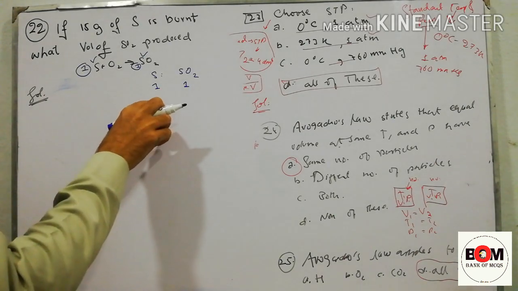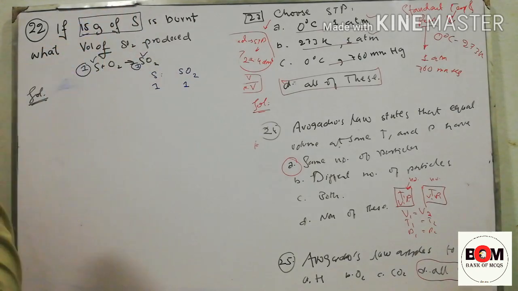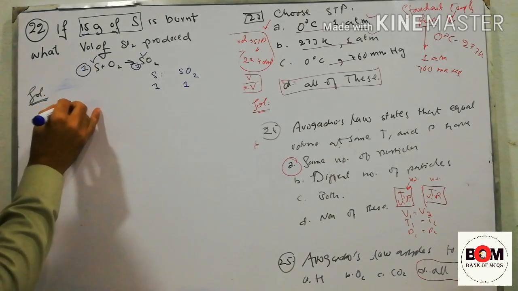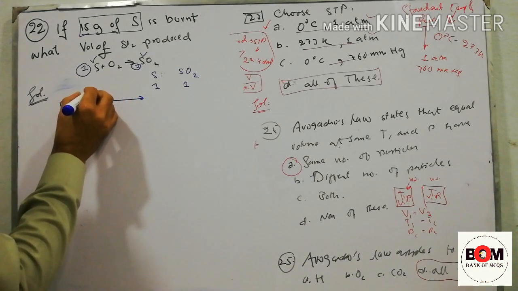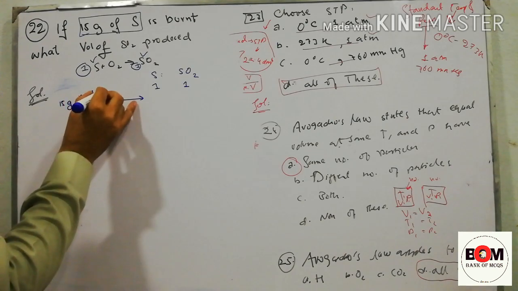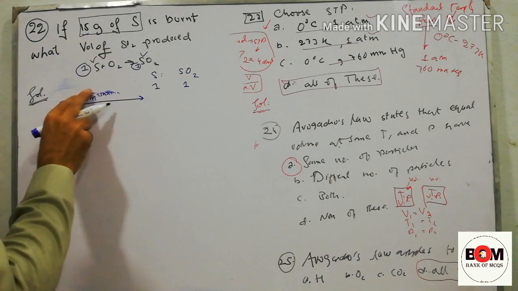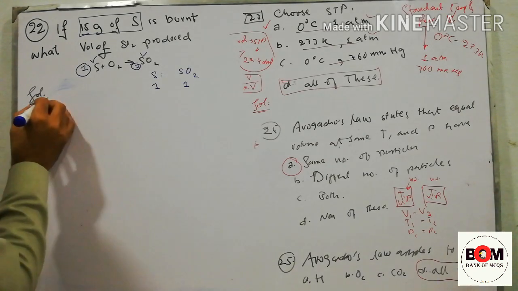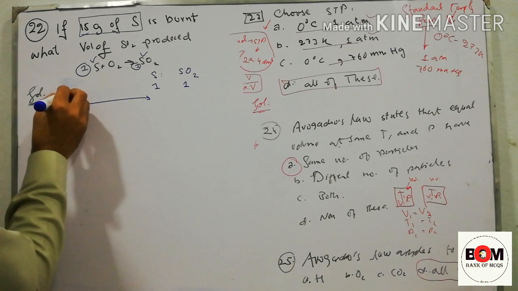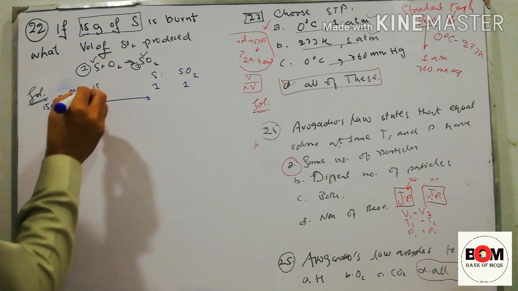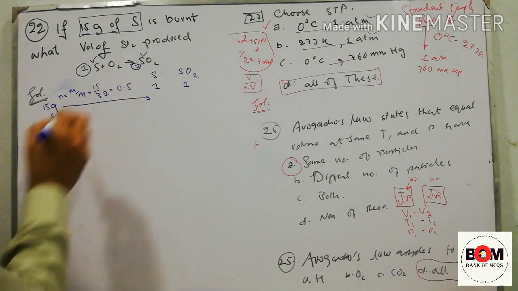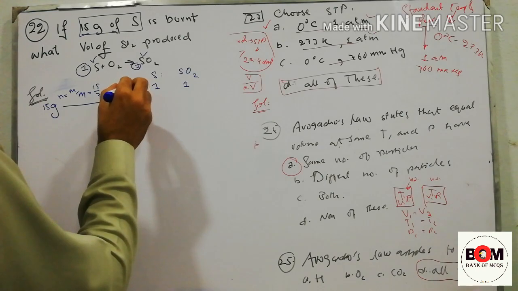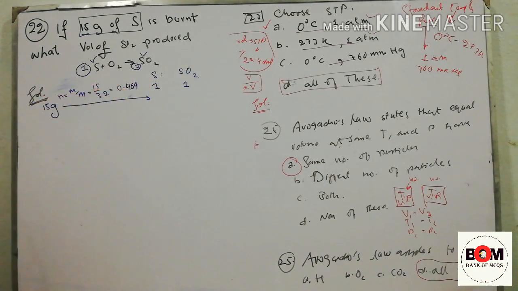They have given the mass of sulfur, 15 grams, so you can convert it into moles. So 15 gram converted into number of moles is equal to mass divided by molar mass. Here the mass is 15 gram and the molar mass is 32, so 15 divided by 32 is nearly 0.5 something, or 0.469 by using a calculator. As a calculator is not allowed, you can write 0.5 approximately.